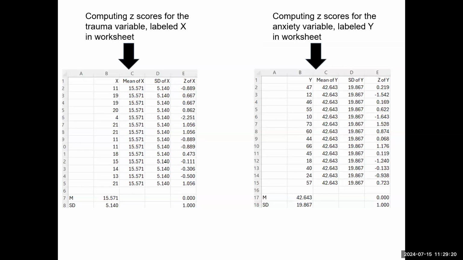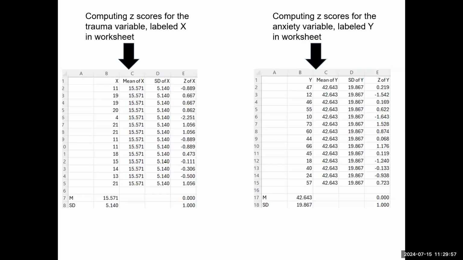Okay. On this slide, I have two worksheets from an Excel file that you can download from my website. On the left-hand side there, we step through the computations for generating the Z-scores for the X or trauma variable, right? So in the B column, we've got all 14 individuals' trauma scores. In the C column, we just put the mean from the 14 observations. In the D column, we put the standard deviation. And then in the E column, we have the Z-scores for each individual.